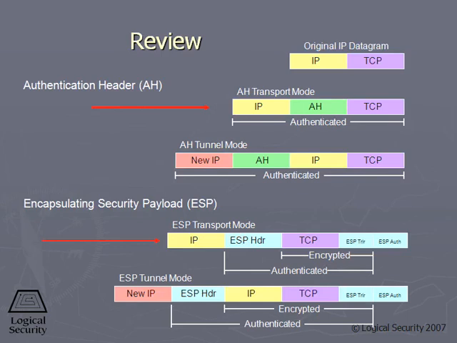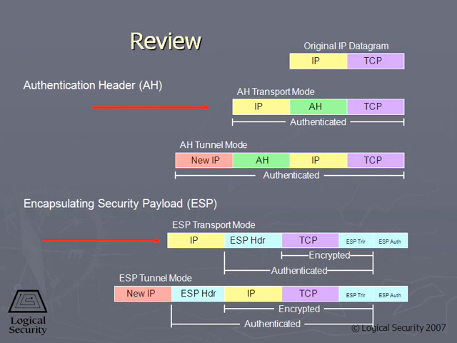So again, with the authentication header, the pieces that are going to be authenticated are the data payload, the TCP header, the IP header. If the authentication header protocol is working in tunnel mode, it will include a new IP header. And if ESP is working in transport mode, it's going to encrypt the data payload, the transport, and the ESP header. And if it's in tunnel mode, it's going to encrypt basically all of the headers except the data link header.